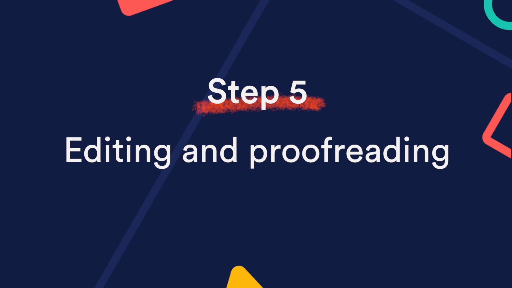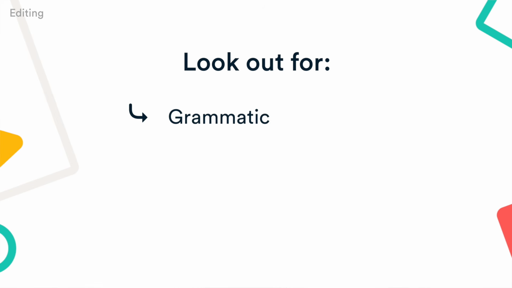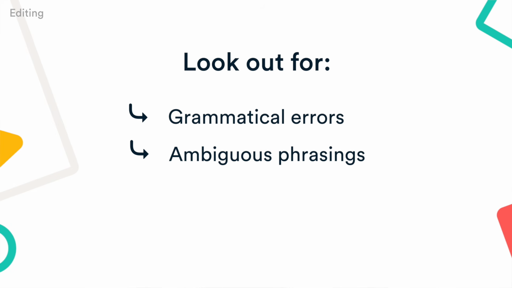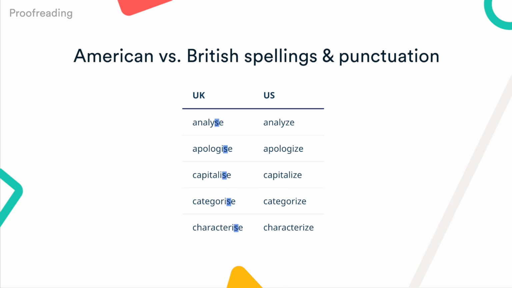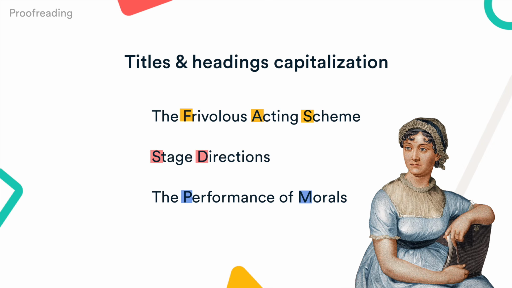Last step. Editing and proofreading. When editing, to ensure your text is clear, concise, and grammatically correct, you're looking out for grammatical errors, ambiguous phrasings, redundancy, and repetition. When proofreading, first look out for typos in your text, then check for stylistic consistency. For example, whether you use British or American spellings and punctuation, how you capitalize your titles and headings. Don't forget to cite your sources.